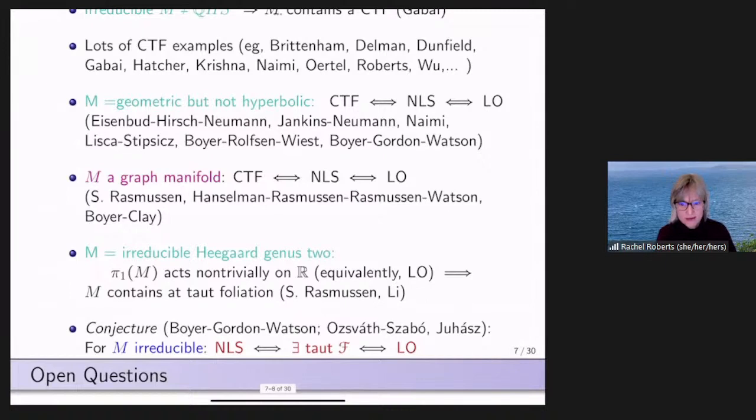Tao Li and Sarah Rasmussen have a nice recent result that the fundamental group acting non-trivially on R tells you have a taut foliation in the situation that you're a genus 2, irreducible Heegaard genus 2 three manifold. But the usual fact is that genus 2 is much easier to work with than higher genus. So various things are very nice, maybe can generalize, maybe can't.